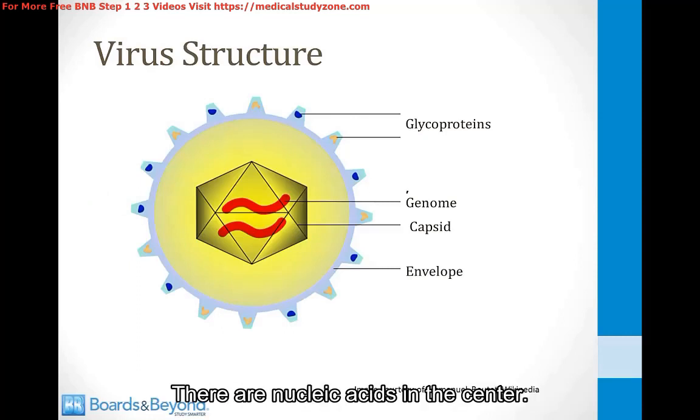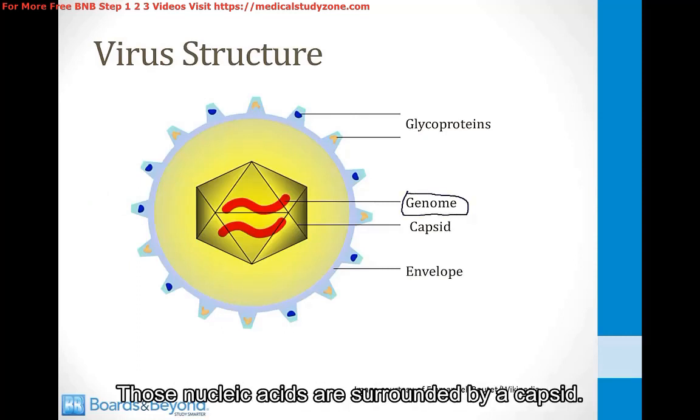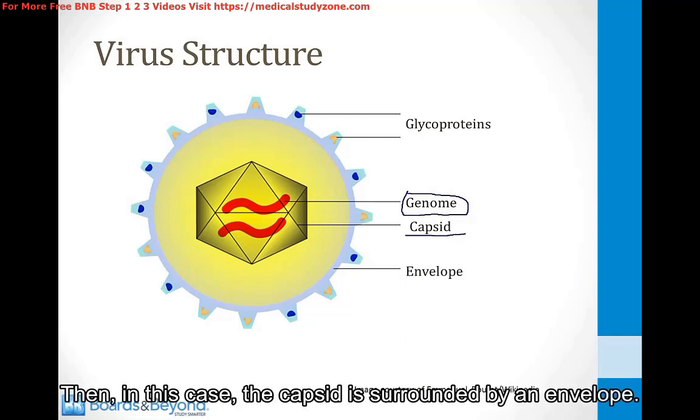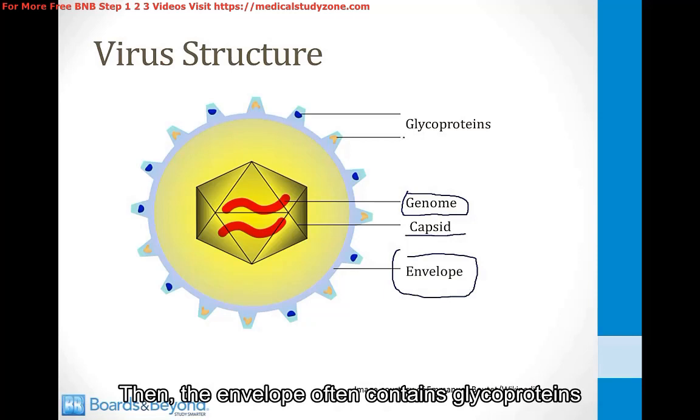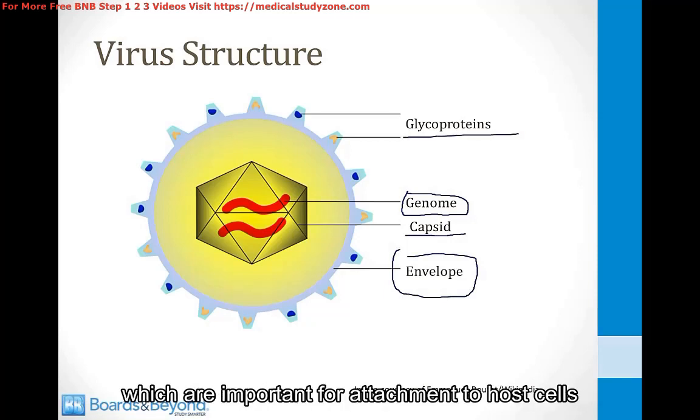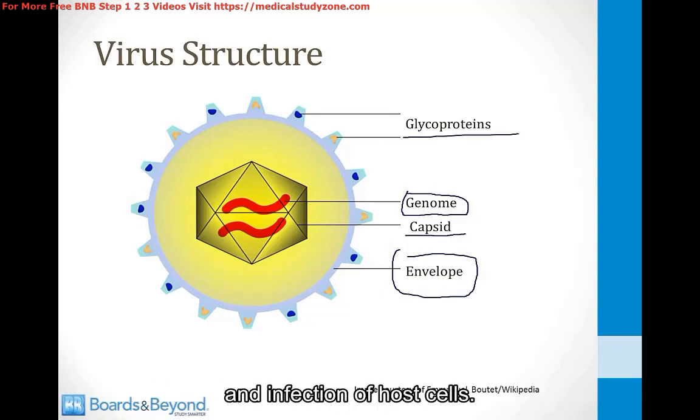There are nucleic acids in the center, that's called the genome. Those nucleic acids are surrounded by a capsid, and then in this case the capsid is surrounded by an envelope. And then the envelope often contains glycoproteins, which are important for attachment to host cells and infection of host cells.